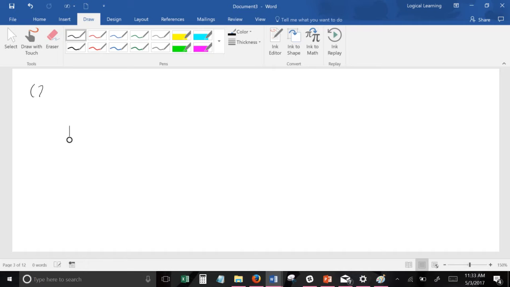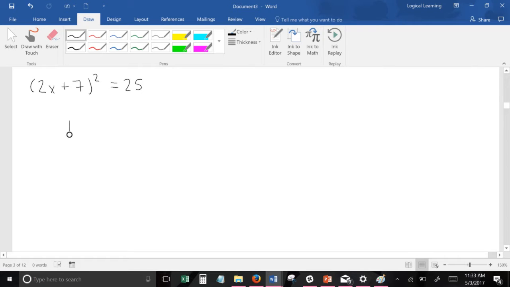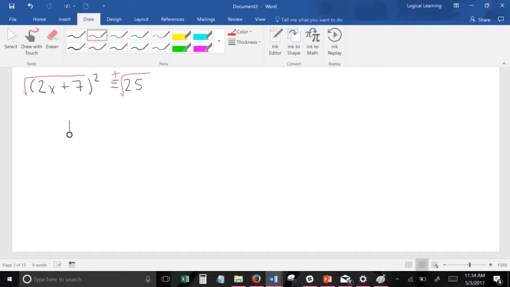Say we have (2x + 7) squared is equal to 25. Because of the form this is in, if we want to use something like the quadratic formula, we'd have to FOIL this out first, and that can be time consuming. So I think the best way is to take the square root of both sides, remembering that we have to think of both the positive and negative, and that'll give us 2x + 7 is equal to plus or minus 5.